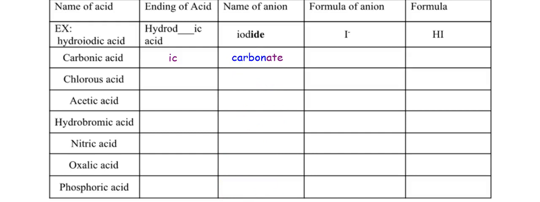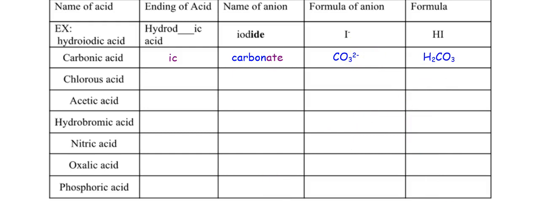So now what? Well, what is carbonate? You must know what carbonate is. If you recall, carbonate is CO3 2 negative. And why is that so important? Well, how many hydrogens will go on carbonic acid? What's the charge of carbonate? It's 2 negative, so 2 hydrogens jump on. Okay, see how that works?